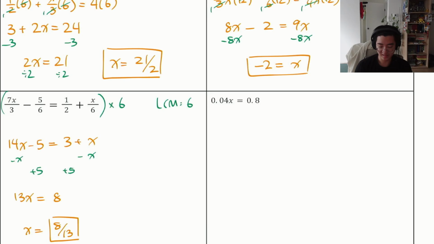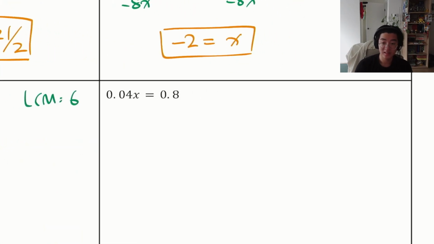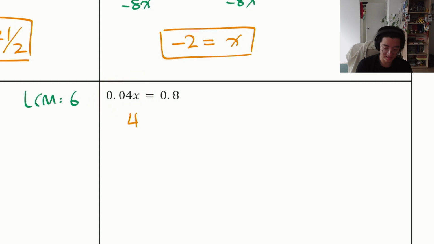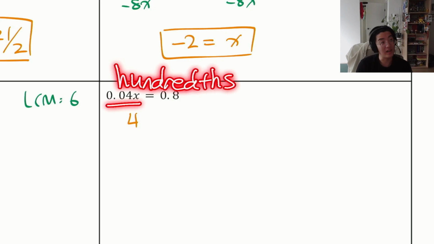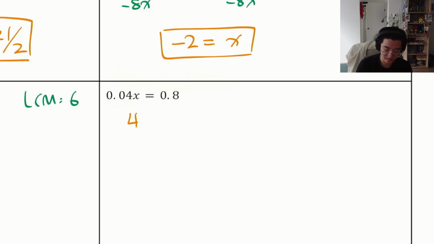Okay, how about decimals? If you remember, converting decimals to fractions is just the numerator over the place value. So in our first example, this is the hundredths place. So it's 4 over 100. x. 0.8, the 8 right here is in the tenths place, so it's 8 over 10.